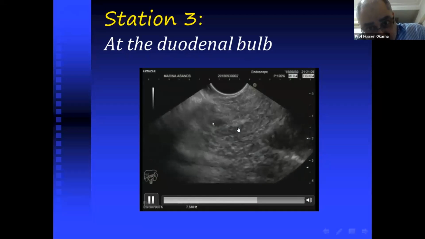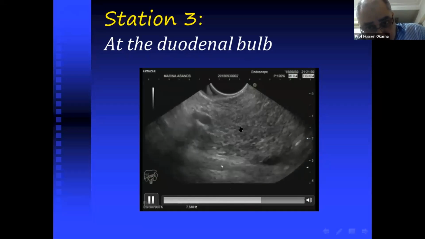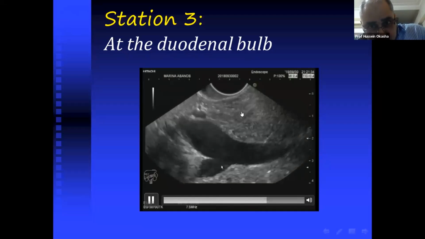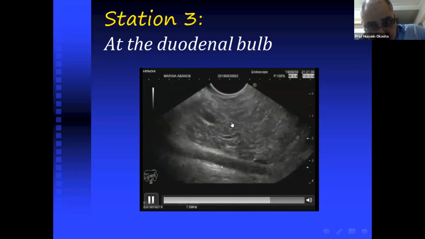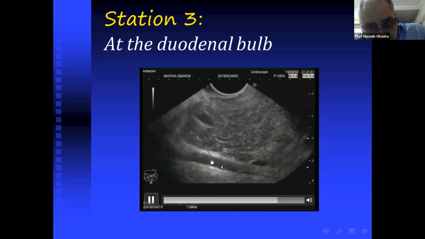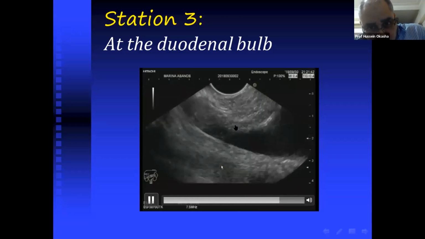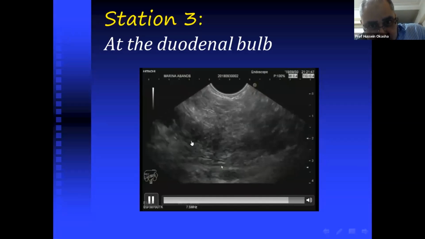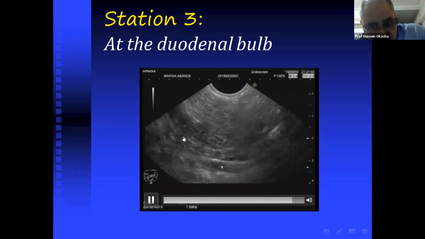Clockwise, but very gentle and slow to avoid perforation, I will see the right kidney and the part of the liver beside the right kidney, which is segment 6. But here, this is clockwise and anti-clockwise. I can see all the structure. This is the most clockwise, and then anti-clockwise, I can see the CBD and pancreatic duct.